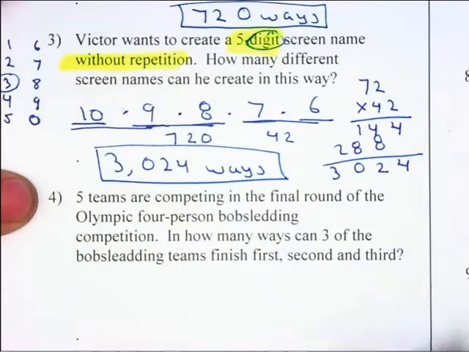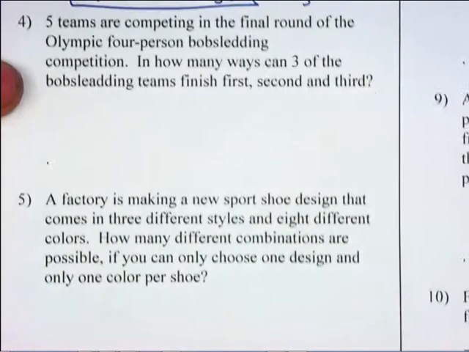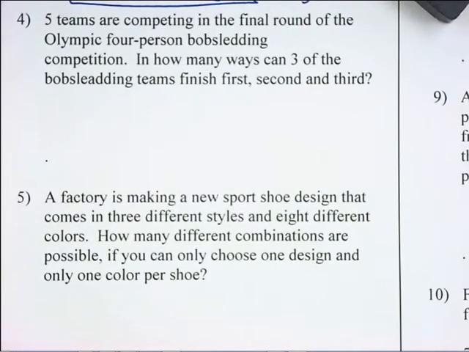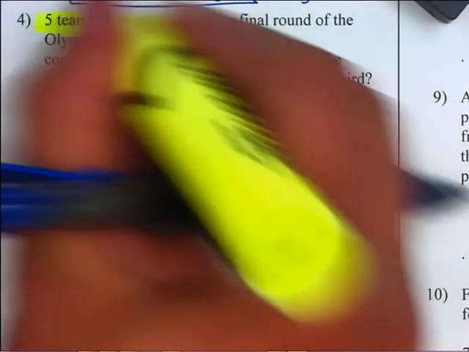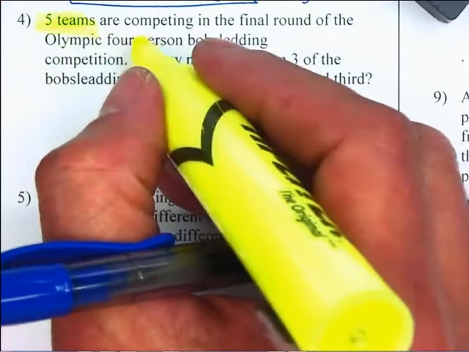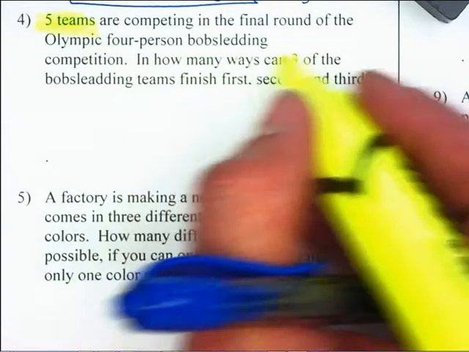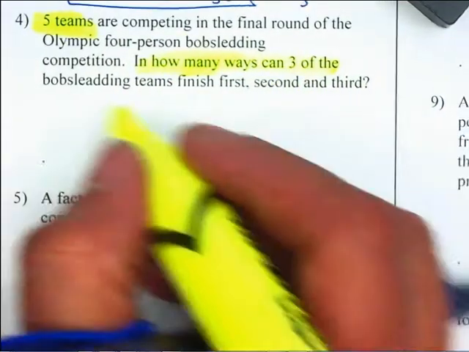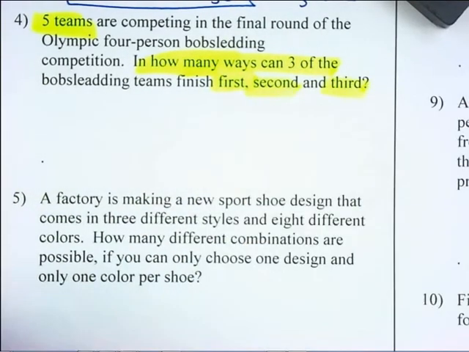Let's continue to problem number 4. Remember, I'm going over the different type of problems that you guys will be seeing on this chapter, or that you have seen on this chapter. 5 teams are competing on the final round of the Olympics for a 4-person bobsled. In how many ways can 3 bobsled finish first, second, and third?